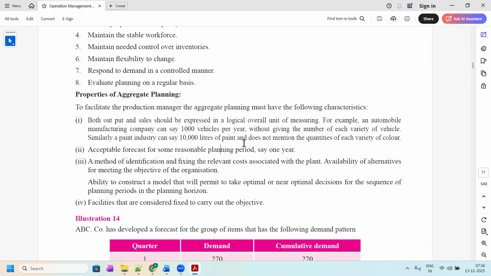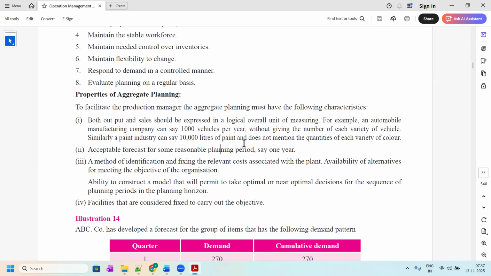And then if the company can make a cost estimation, where they can talk about the cost involved in production, and if they are aware of the alternatives available to meet their goal, then it would be a good decision for the company to have a model. That model can be developed to make sure the best or near-best decision for the production plan can be worked upon.